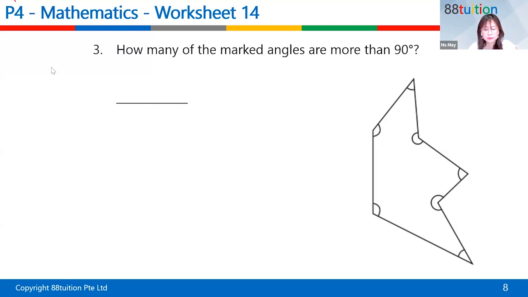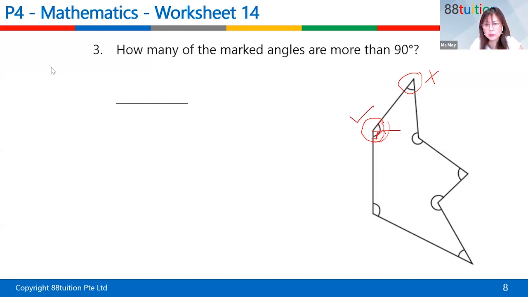Okay, let's look at individual ones. Is this more than 90? No. Is this more than 90? Yes. Why? Because 90 degrees is about like that. This is 90 degrees. So if from here to here is 90 degrees and you go more, it must be more than 90 degrees. This is more than 90 degrees.